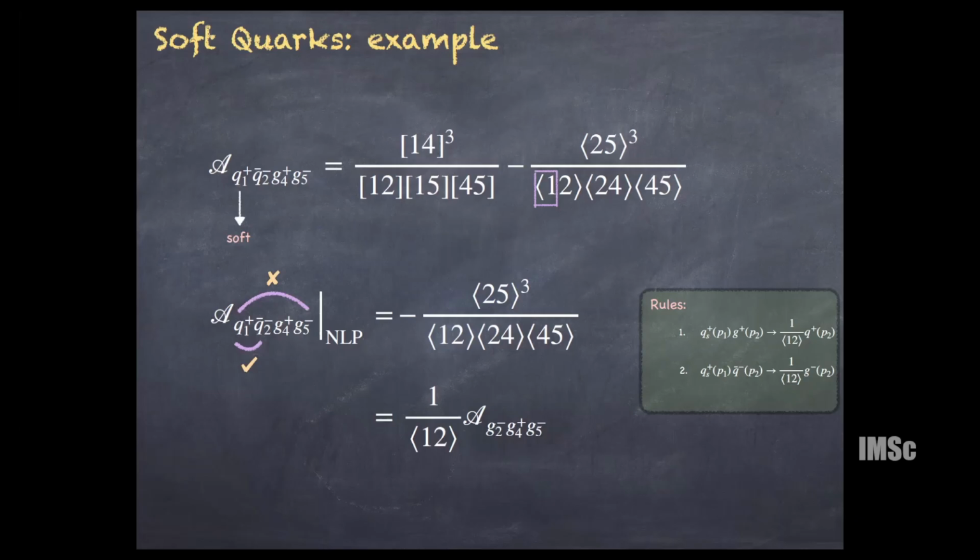So just using two soft quark operators, you can get all the NLP amplitudes which will contribute due to the soft quark emissions. So this is the beauty of this approach. Gauge invariance is maintained actually.